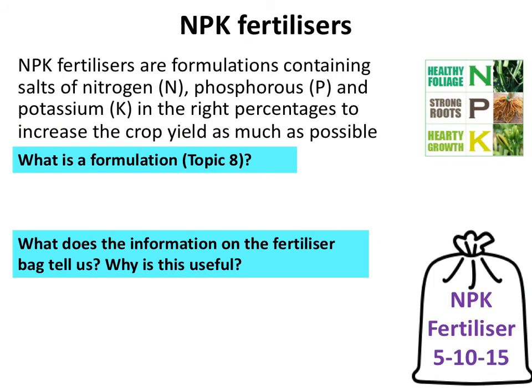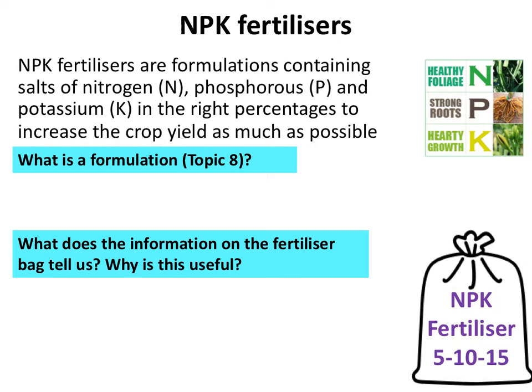So NPK fertilizers hark back a little to topic 8 when we talked about formulations. So the first thing I'd like you to just think about is what exactly is a formulation, or how did we describe it back then? These are formulations that contain nitrogen, phosphorus and potassium. Those are the three elements that we're really interested in, and as was sort of alluded to in the production of ammonia, the impact it's had. One of the key areas has been fertilizers.